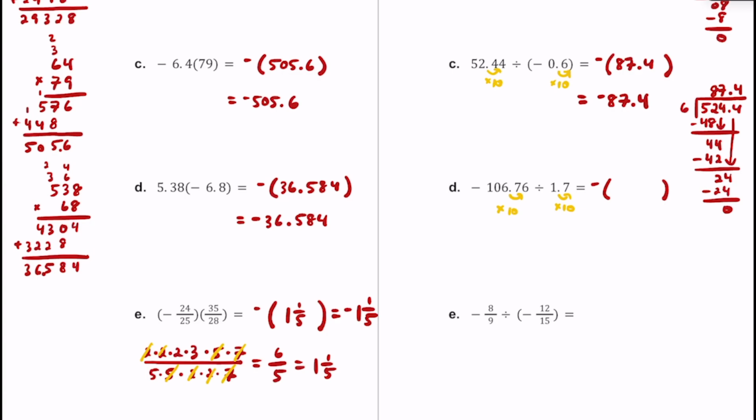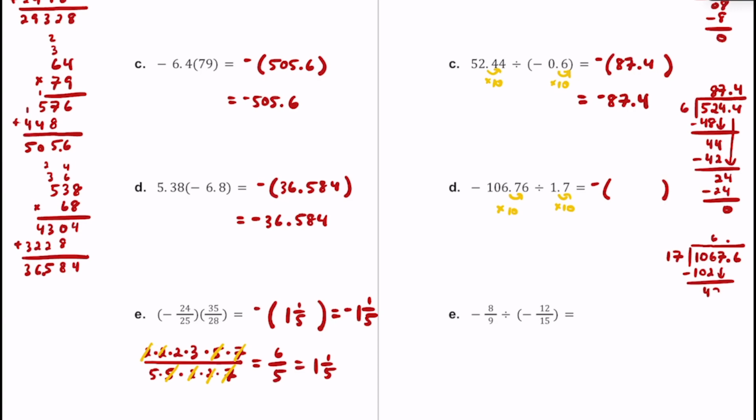So we really have 1067.6, that's going to be our new dividend here if we're dividing it by 17 instead. So let's put the decimal right up here. 17 into 106, I think, is going to be 6 times. 6 times 17 is going to be, I think, 102. So 106 minus 102 is 4.